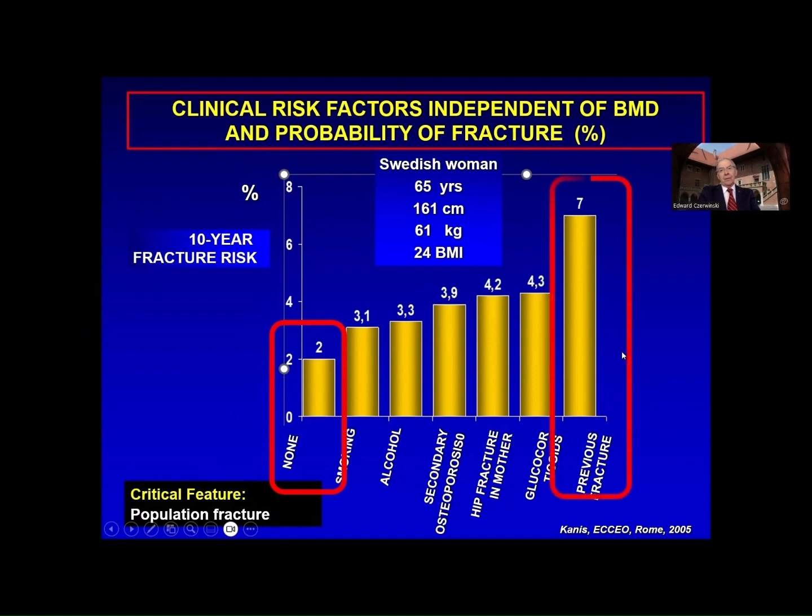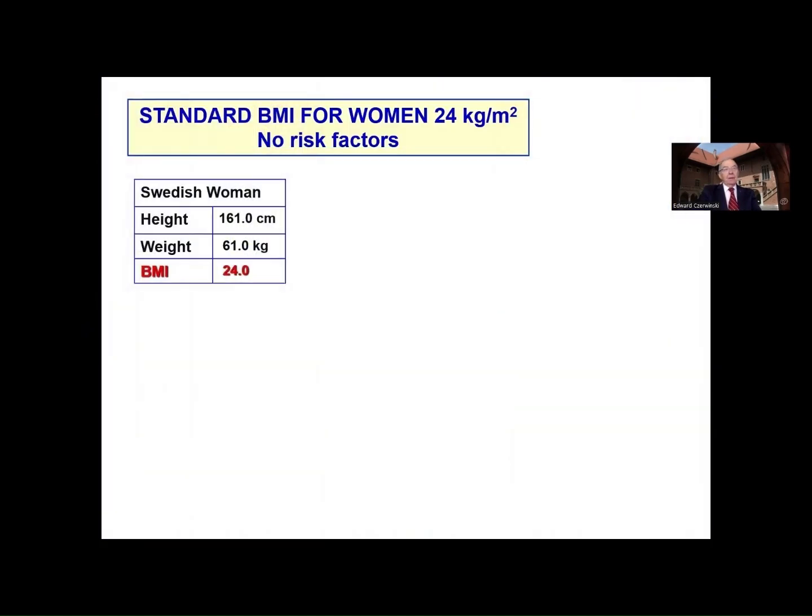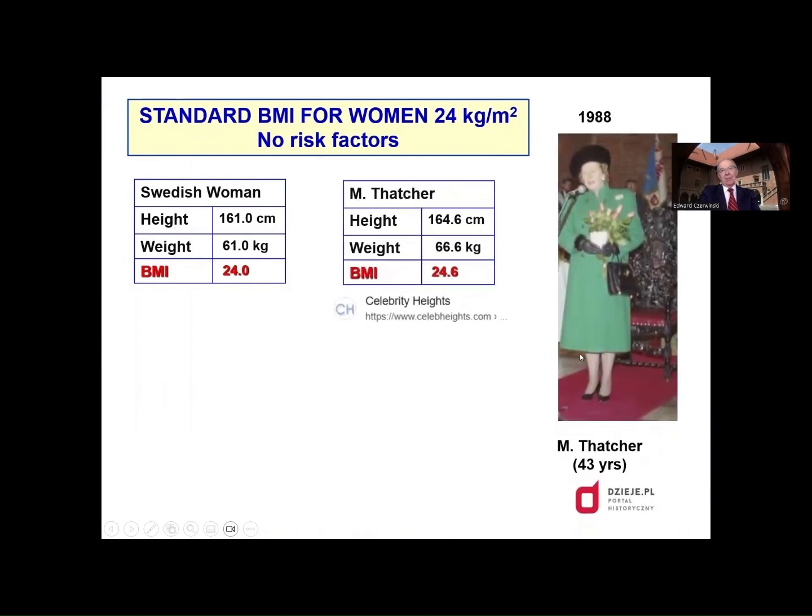And here is the critical feature: threshold risk, because if a lady has a fracture, she needs treatment, no discussion. I thought about how a normal woman looks, a Swedish woman, and I found Margaret Thatcher, published in a therapeutic journal, who had BMI 24 when she was 43 years old, and when she was 83 years old, she broke her forearm.